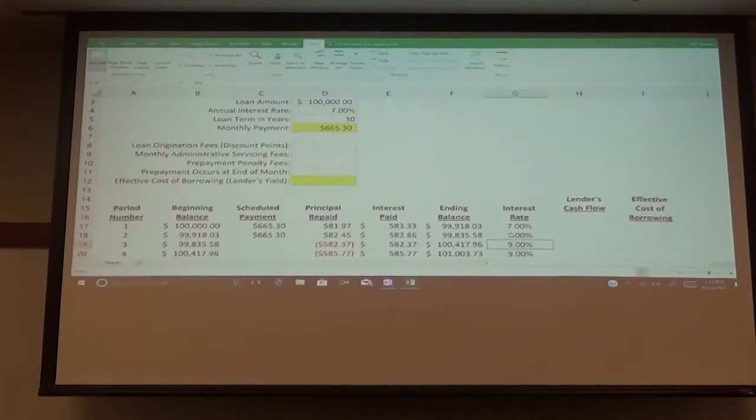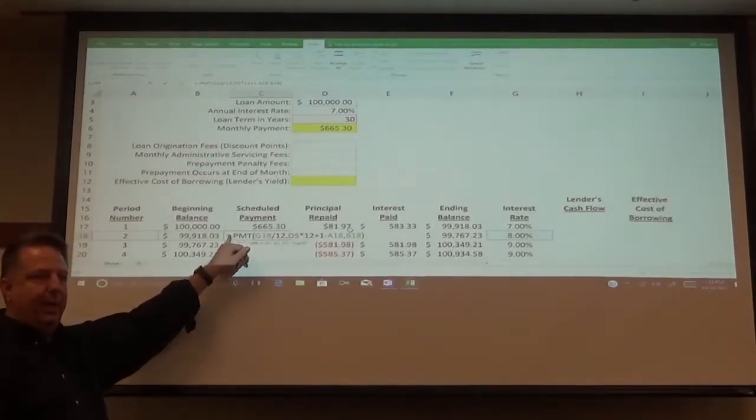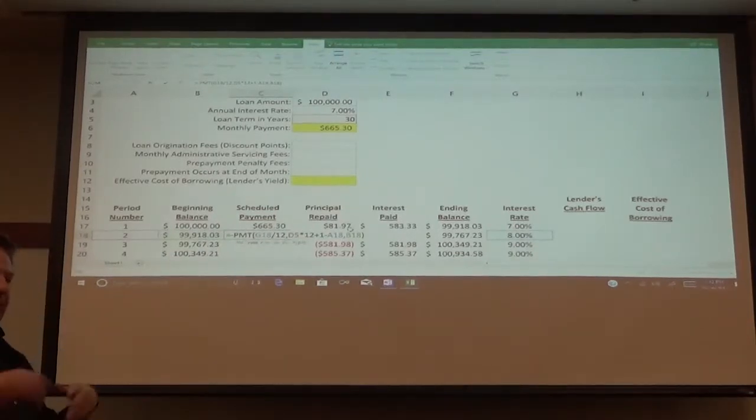Actually, put a negative in there. So what you're going to do is put a negative sign in between the equal and the payment. You're going to put a negative sign right there, and that'll change it from being a negative number to a positive number. Okay? Everybody matching up?